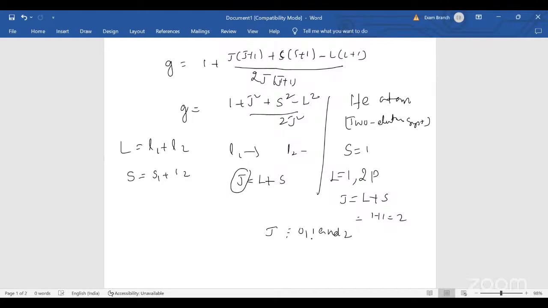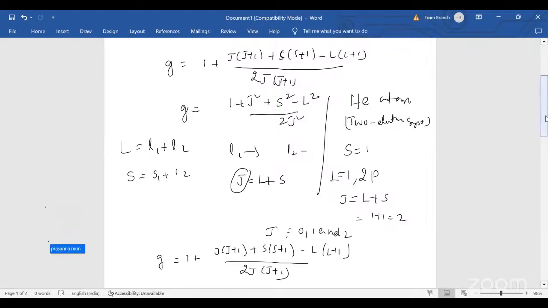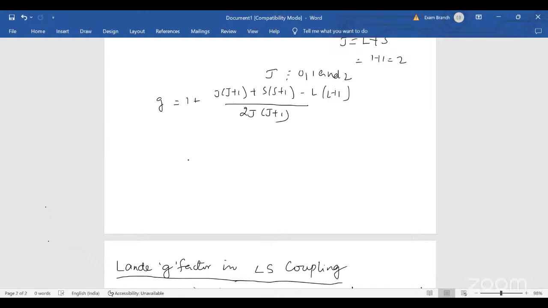So for J equals 0 we can calculate, for J equals 1 we can calculate, and for J equals 2 also we can calculate. So what is the value of g we have written here? In the formula, g equals 1 plus J into J plus 1 plus S into S plus 1 minus L into L plus 1, divided by 2J into J plus 1.